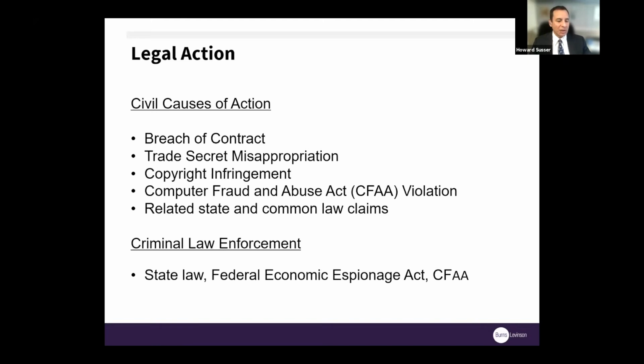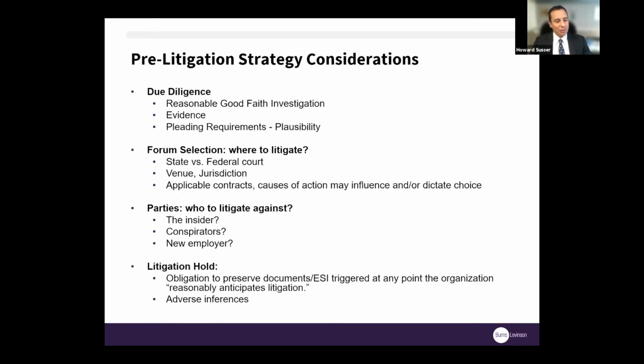And then there's a whole bunch of state claims and common law, non-statutory claims that you can throw in. Again, criminal law enforcement is available as well. So there's some major things to consider before you go about the civil action route. Now, you may or may not have told the offending party, the employee or the third party, that you know what they did.